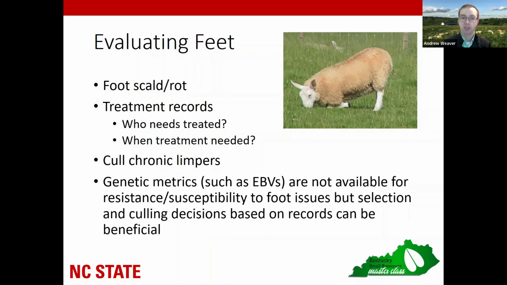While genetic metrics such as EBVs are not available for resistance or susceptibility to foot issues, selection and culling decisions can be a valuable and useful tool to improve some of the resistance and minimize the occurrence of foot issues within the flock. So we need to make sure we have sound feet and legs that are clean and clear of foot scald, foot rot. Any issues that we are having, we want to select against those issues, cull those individuals, remove those individuals from the flock so that they don't continue to perpetuate and spread that disease.